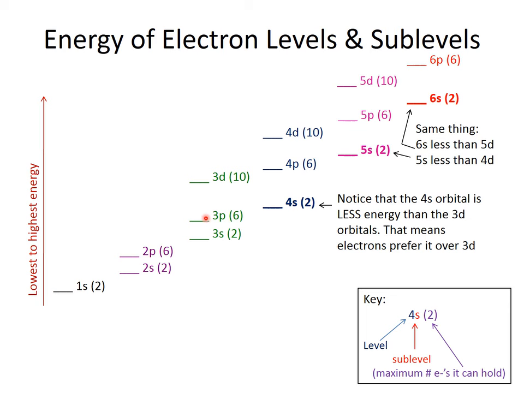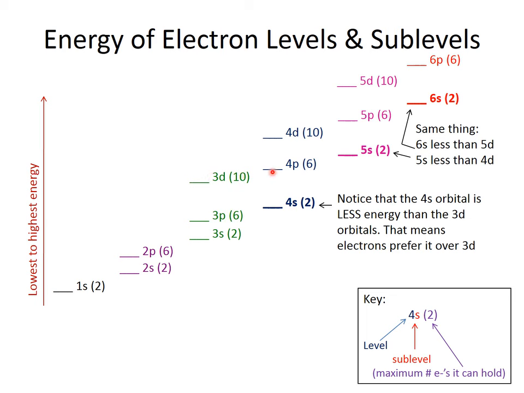However, at this point, the 4s energy level is actually lower in energy. The 4s orbital is lower in energy than the 3d. So after it finishes filling the 3p orbitals, it's going to start filling the 4s orbital. After it's done filling 4s, then it's going to fill the 3d levels.